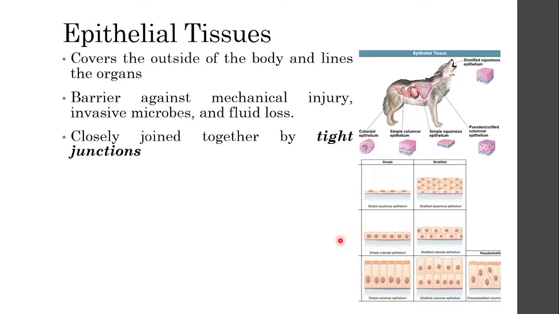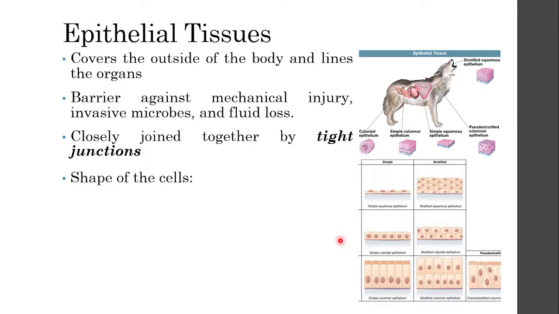These epithelial tissues are closely joined together by what we call tight junctions. And these tight junctions are actually very important, because this is one way for the epithelial tissues to be able to communicate with each other. But we'll learn more about this type of communication later on when we talk more about tissues, and more specifically about other functions of the human body.